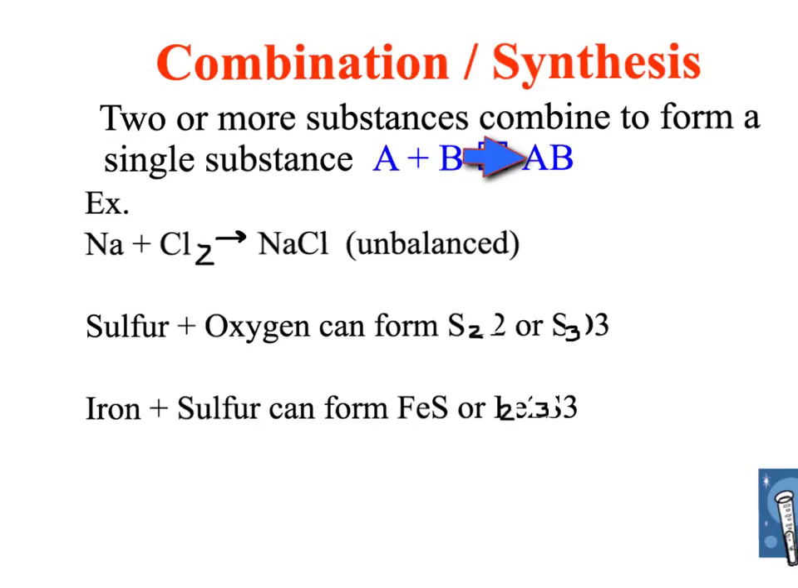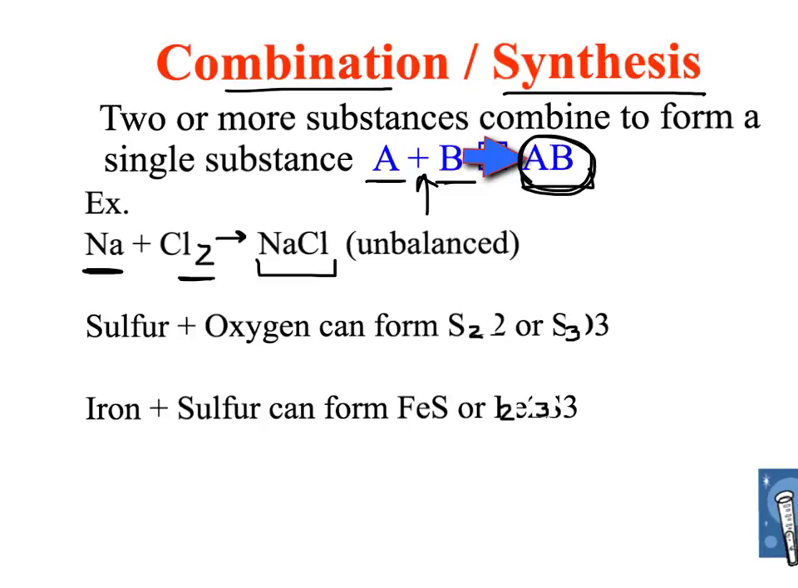So our first type is called a combination or a synthesis reaction. This is very easy to recognize. On the left, you have 2 things going in, A plus B. On the right, they have combined, or we have synthesized, a single compound. Here's an example. Sodium, chlorine, 2 elements.